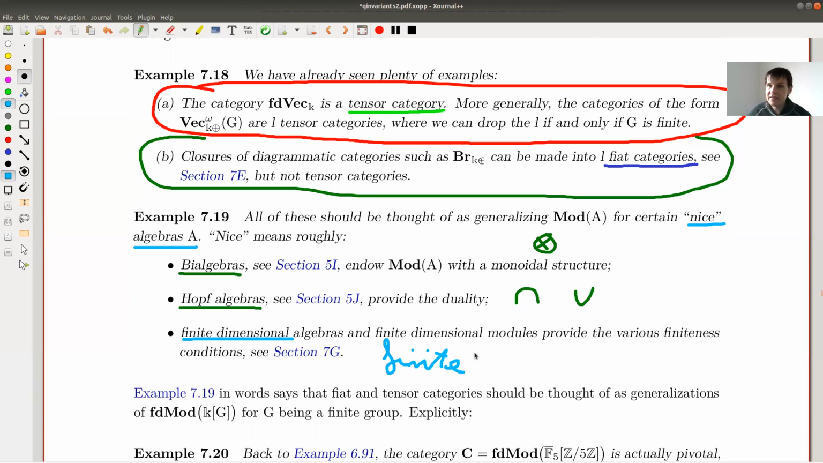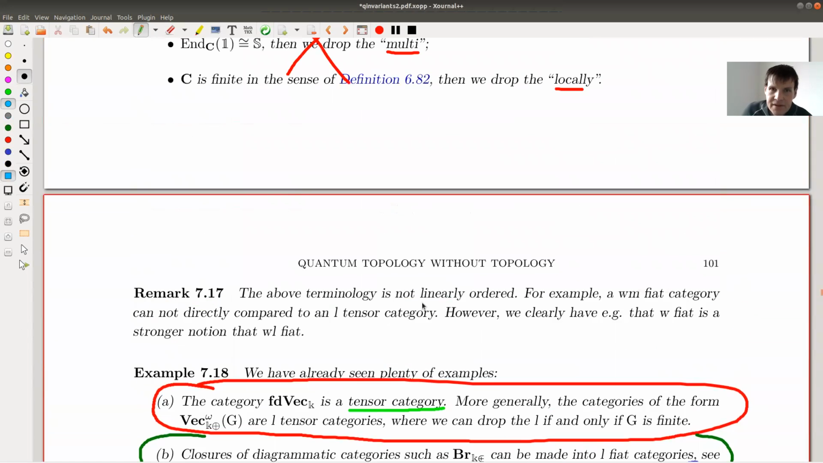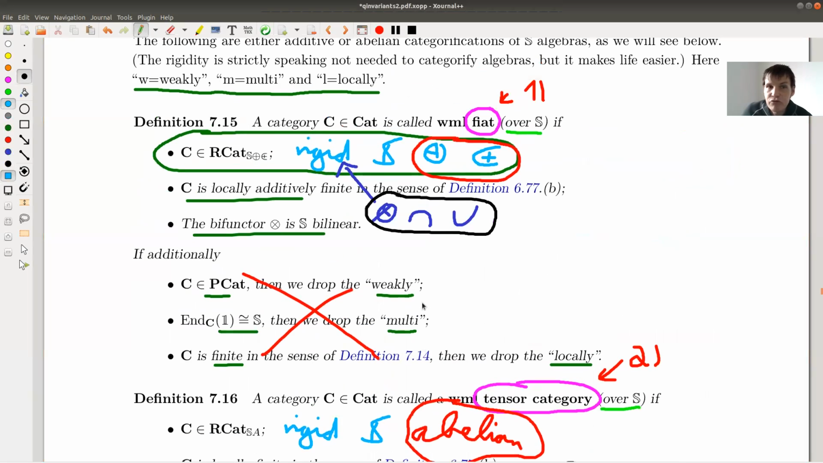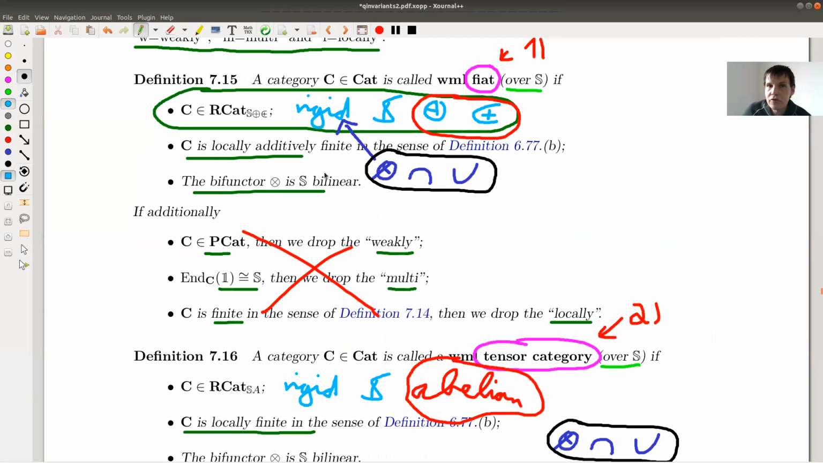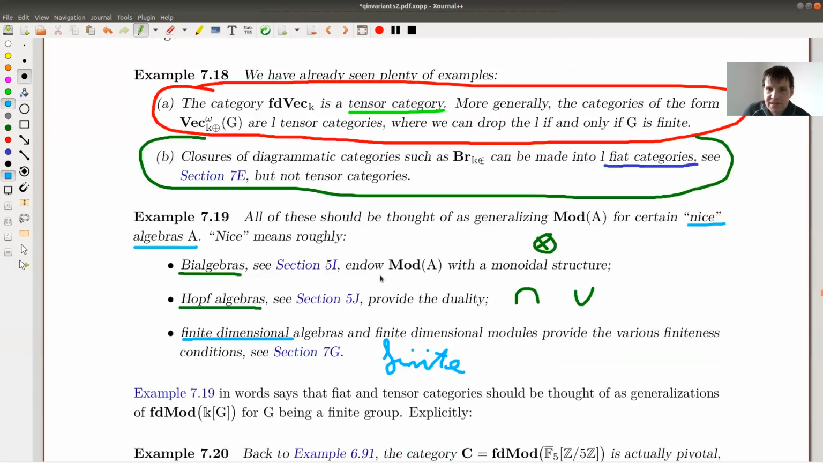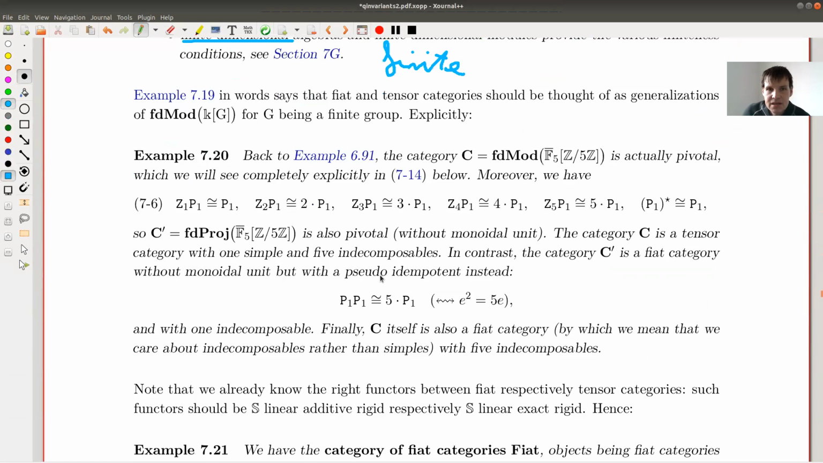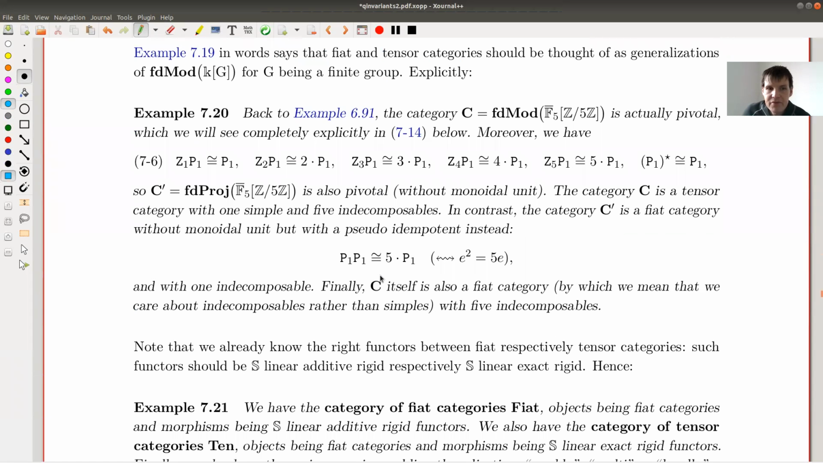This is basically what it is. Okay? Mod A for some nice algebra. And above is kind of the intrinsic definition of these categories. But I'm not talking about any algebra here or here. So the intrinsic definition. Let me give you a very explicit example, again, to say that those notions really differ.